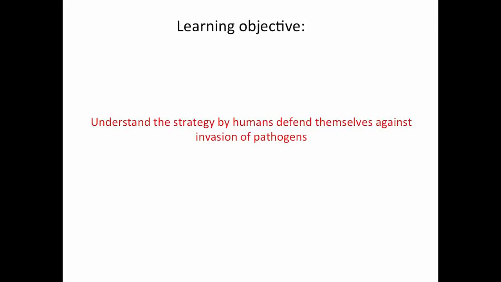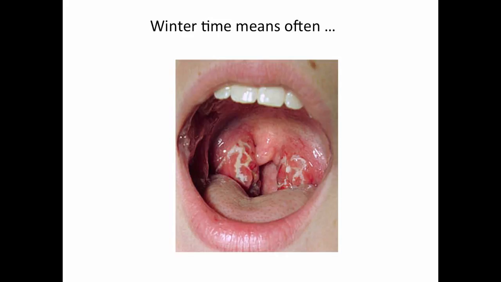Today, I'd like you to hear about and learn a strategy by which humans defend themselves against invasion of pathogens, as it occurs, for instance, during bacterial infections. We all know this. We have experienced this in a bacterial infection. Our throat hurts, it is red, the tonsils are swollen and red, and the tongue can be gray and furry. Overall, we felt terrible.